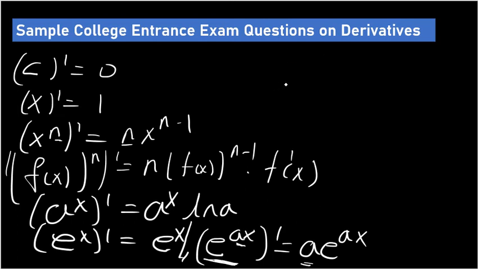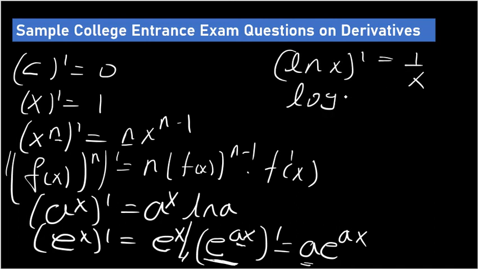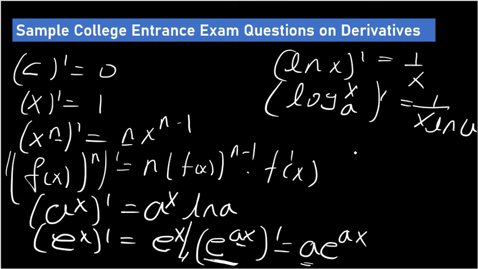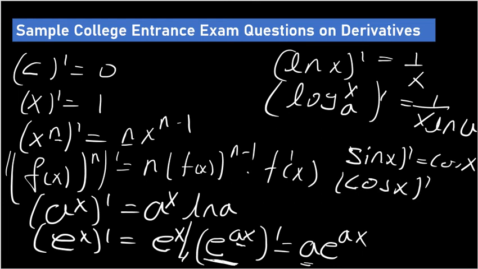And again, ln x derivative, don't forget, it is 1 over x. And the derivative of the logarithm of x to the base a will be the same, 1 over x, times 1 over ln a. And when you come to trigonometric derivatives, the derivative of sin x will be cos x. And the derivative of cos x will be negative sin x. These are the main ones. And finally, the derivative of tan x will be sec squared x.